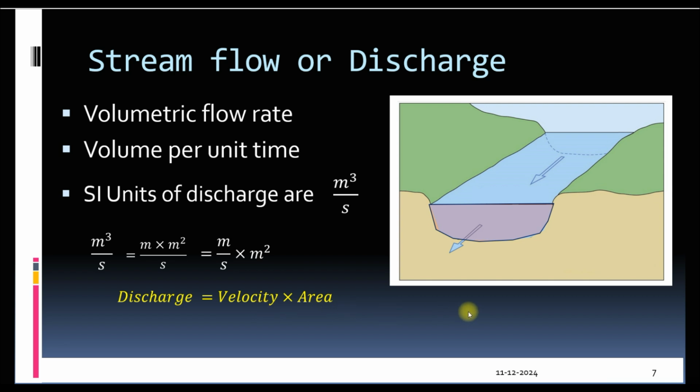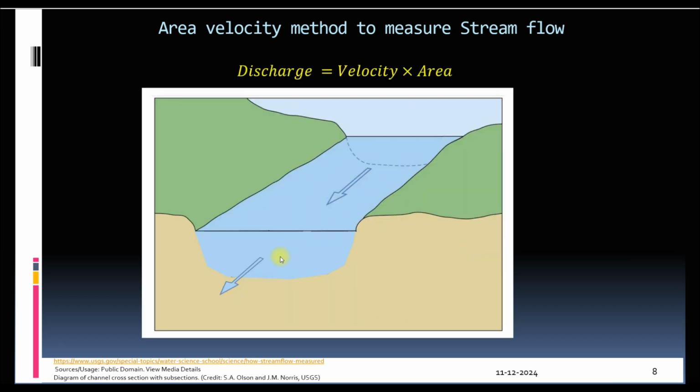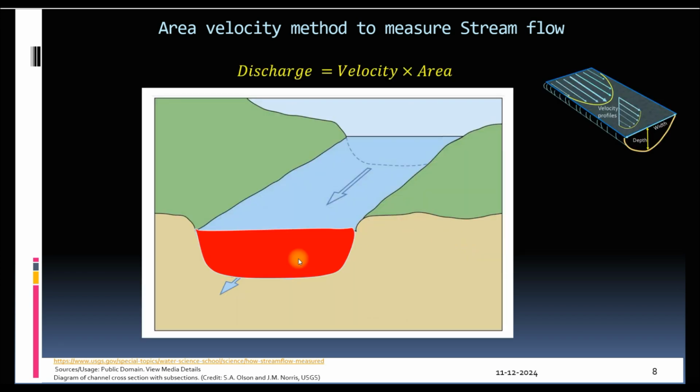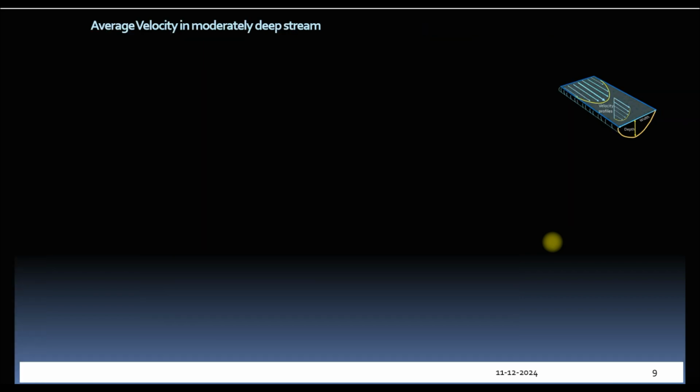We are talking about this cross-sectional area here. We can take care of variation of velocity along the width by dividing the cross-sectional area into sections. Then we can find discharge in each section by multiplying its area with the representative velocity. By adding discharge from all these sections, we will get total discharge. We have also seen velocity variation along depth.